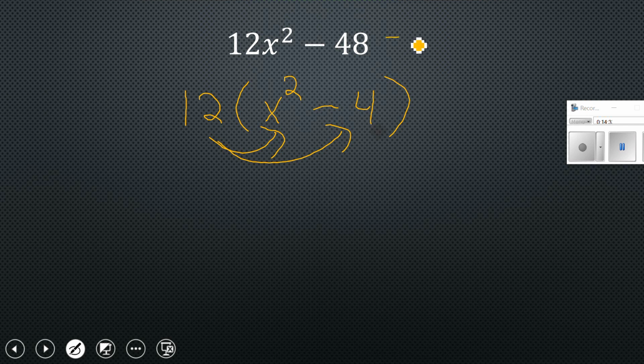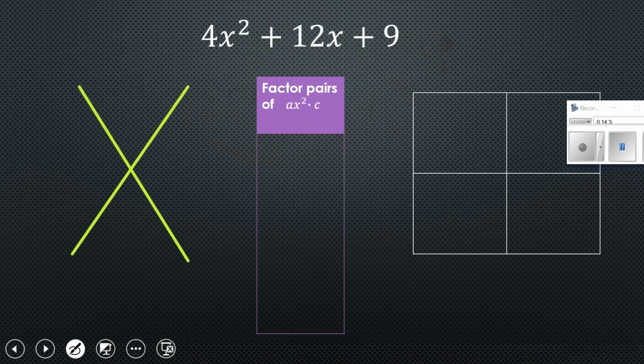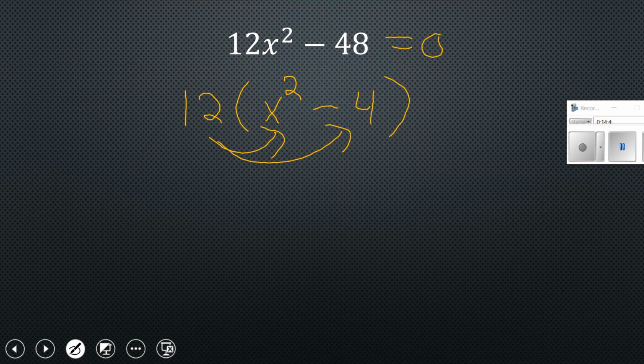But remember, we want to solve. So we set the original equation equal to 0, and this factored equation is also equal to 0. And then we take our factors and set them equal to 0. Notice when we do this, 12 equal to 0 doesn't make sense. It does not equal 0. So while it is a part of the factors, it's not part of the solution.